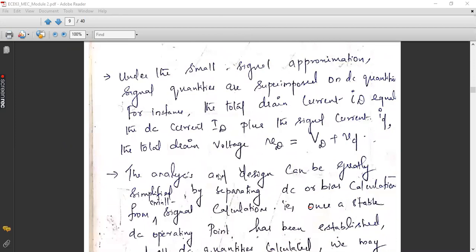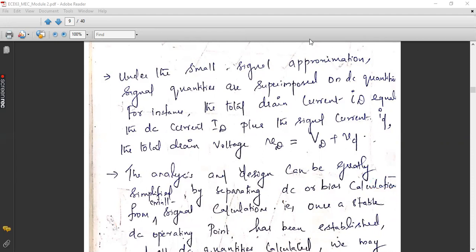So to analyze and design a circuit, to make the calculations simpler, to assess the performance parameters in a simpler way, we have to separate the DC or the bias calculations from the small signal calculations. DC or bias calculations are separated from the small signal calculations. Why? To make the analysis and the design of a circuit even simpler.